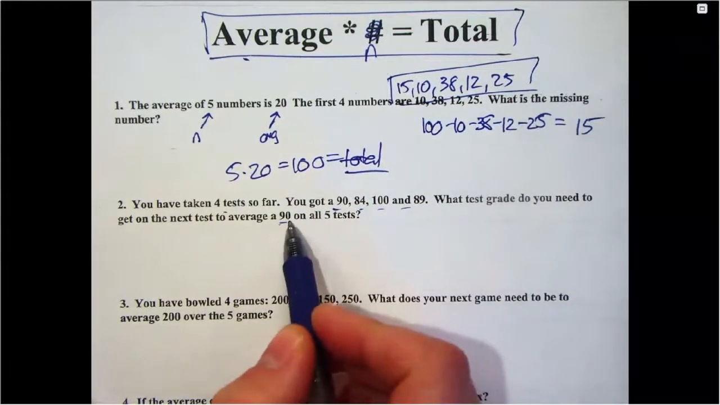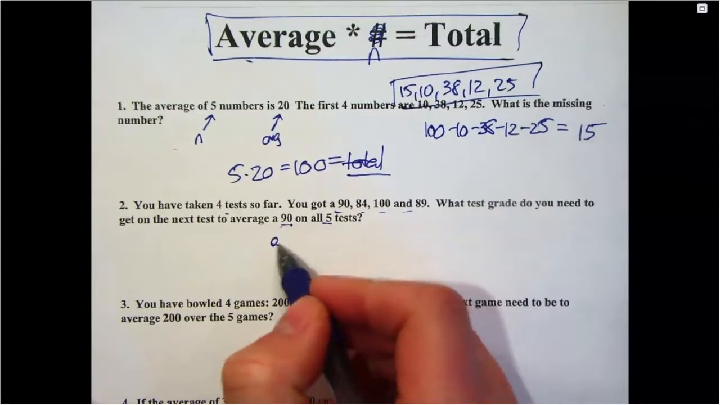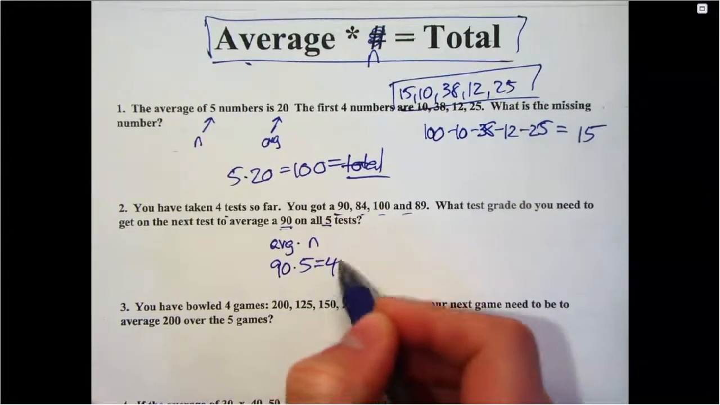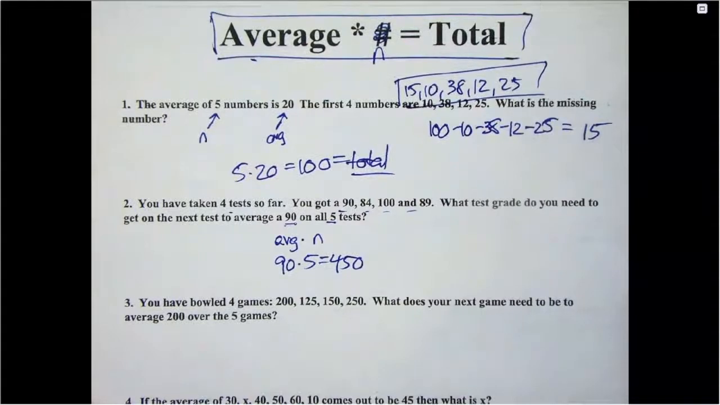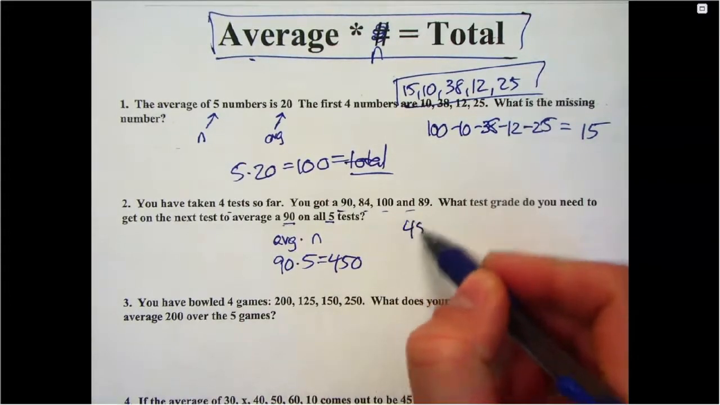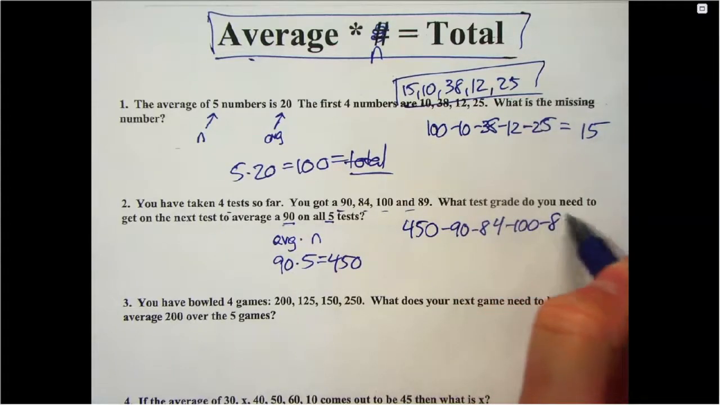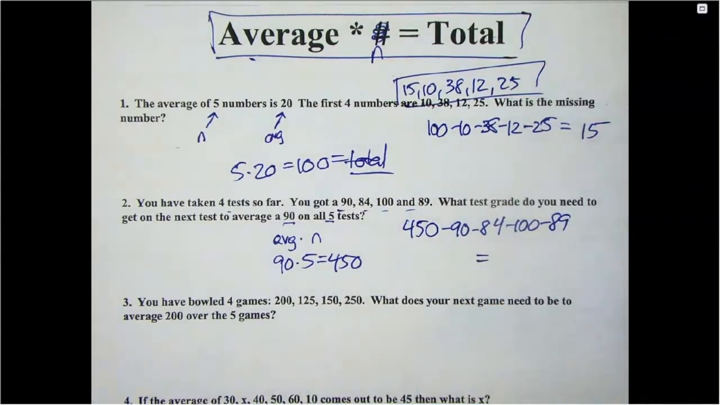Well, at the end of the day, I need an average of 90 on 5 tests. So average times n is 90 times 5. So I need 450 total points. And then I know what I have so far. So if you just take 450, subtract 90, 84, 189, whatever you get is your answer. Is it 87?